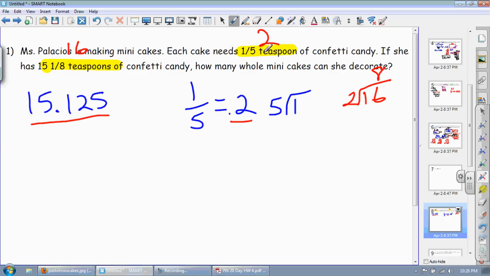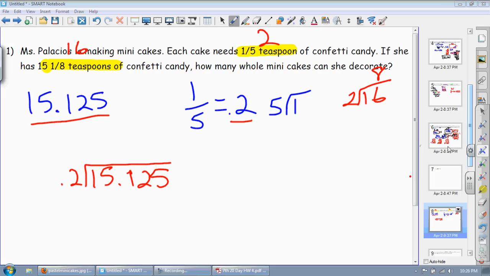Now we can use that same strategy back with our awful decimal numbers. We can say, what is 15.125 divided by 0.2? And whatever answer that gives us is the answer. So we move the decimal over one place. And so we can say, how many times does 2 go into 151.25? And then this is just a division problem.